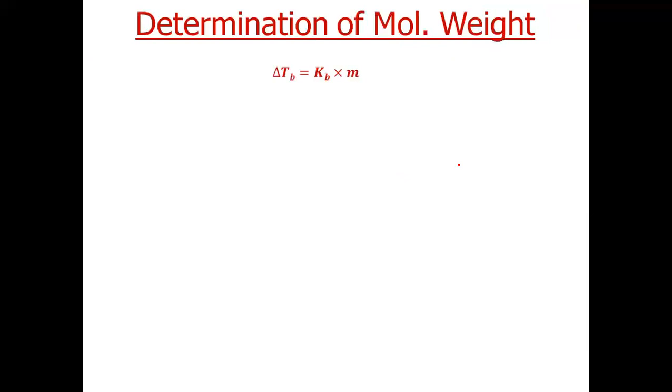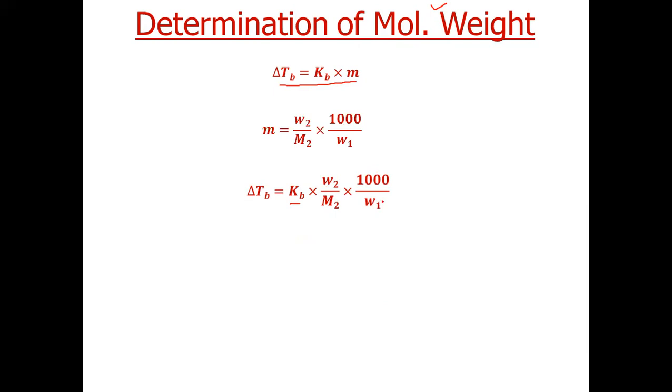Now, in the next slide, we will see how we can use it to determine the molecular weight of a non-volatile solute. As we have the formula delta Tb is equal to Kb into m, and molality is equal to W2 by M2 multiplied by 1000 by W1, putting the value of m here, this relation becomes delta Tb is equal to Kb into W2 by M2 into 1000 by W1. What we need to calculate? We need to calculate M2.